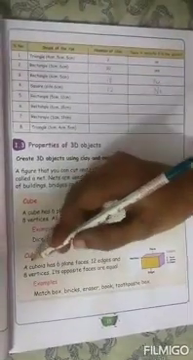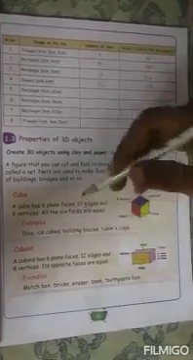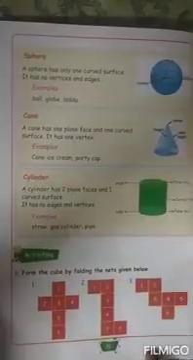Then cuboid. For both cube and cuboid, only the size will be varying. All the other properties will be the same. Here opposite faces are equal, same like square and rectangle. A cuboid has 6 plane faces, 12 edges and 8 vertices. Its opposite faces are equal. Examples: matchbox, bricks, eraser, book, toothpaste box, everything. These are the properties of cube and cuboid.